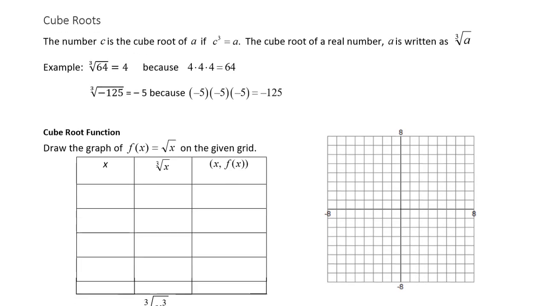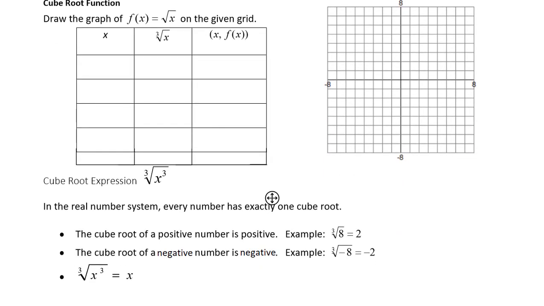Now let's look at a function. If we had a cube root function, let's say f of x equals the cube root of x, go ahead and put a 3 in the index. On the given grid, we're going to give inputs and then calculate the outputs. So I'm going to pick some very obvious choices like a perfect cube, like negative 8, negative 1, 0, 1, and 8, and see what happens.